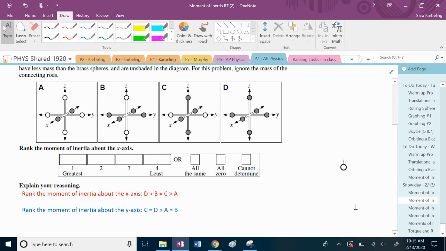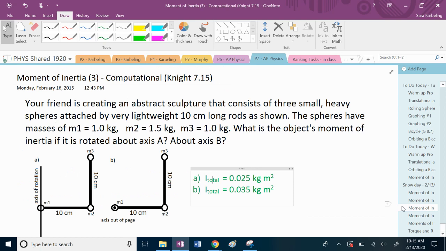Send me an email if you need help. I really want to help you out with this, but I want you to engage with it and not just rely on me to tell you the answers. Okay. Once you've got that, then go ahead and take a look at question 3. Question 3 looks like this.